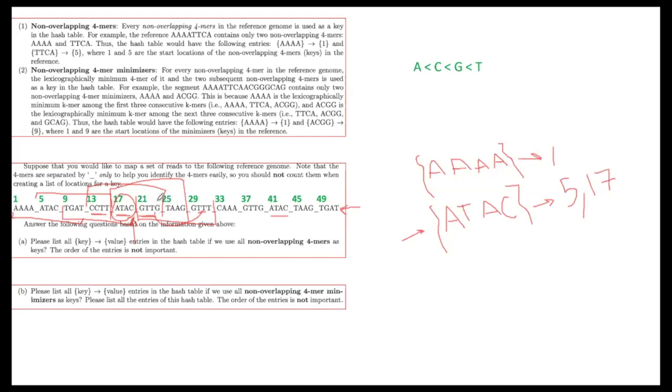The first one ends with G, but the other one ends with T. So which one is minimum? The one that ends with G. So we store this one as a minimizer, which is G, T, T, G. So this will be our key, and the location will be 21.